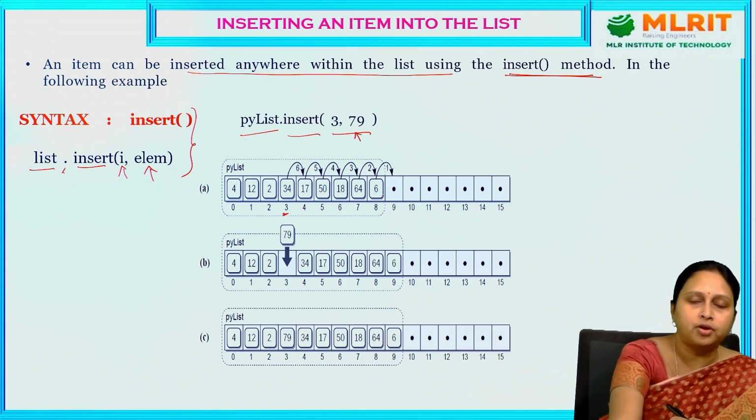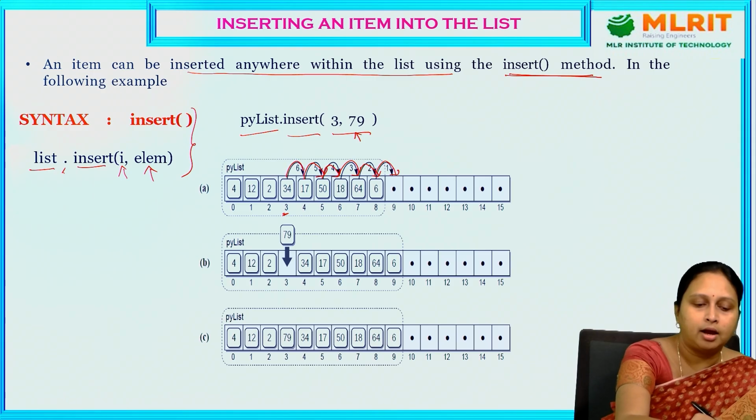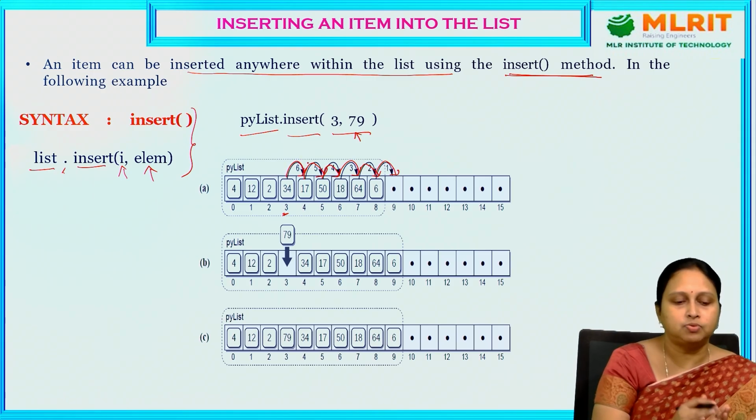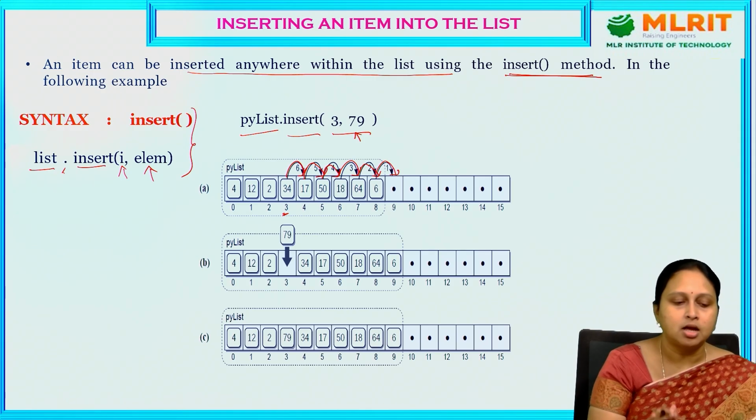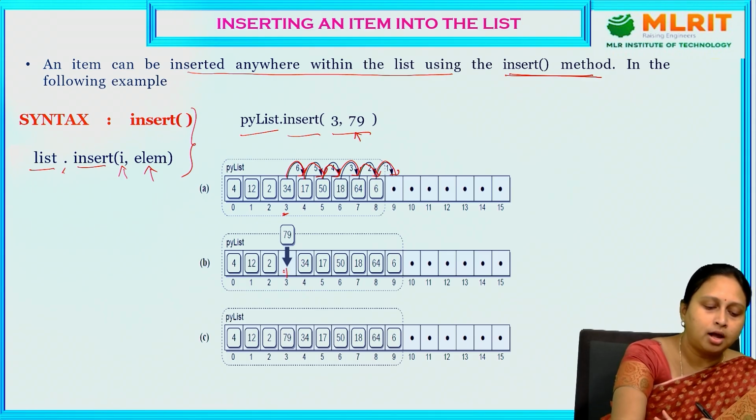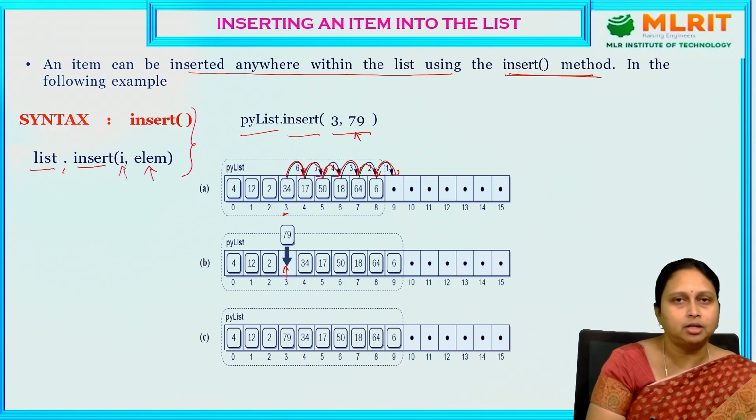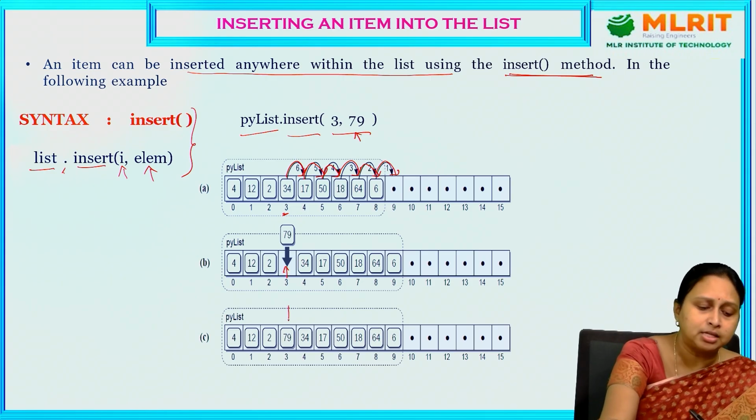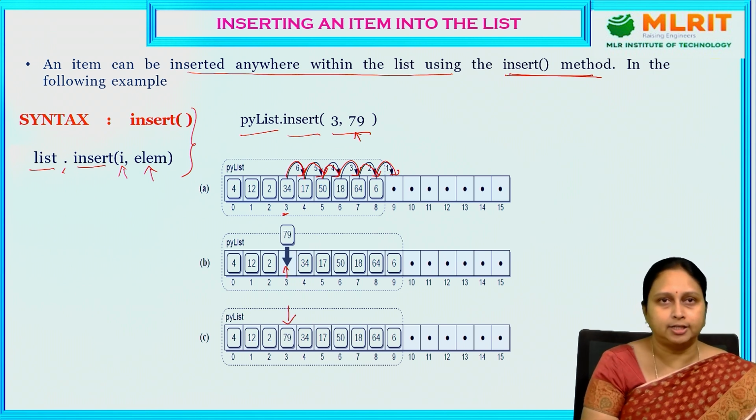First we will be moving from the last element. First 6 will be moved to the 9th position and 64 will be moved to this location. Then 18 will be moved, then 50 will be moved, then 17 will be moved, and 34 will be moved. Like this it will be shifting all the elements. Now you can see you got a memory space over here at index 3. Now we can insert the element 79 into this particular index, right?